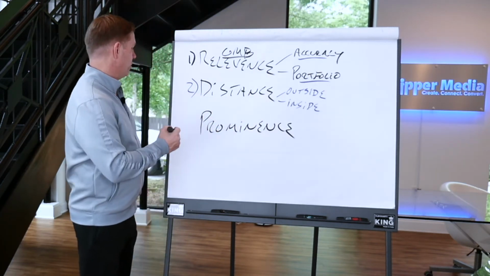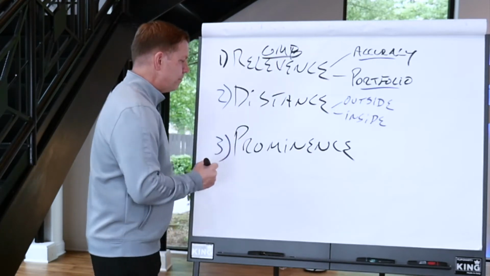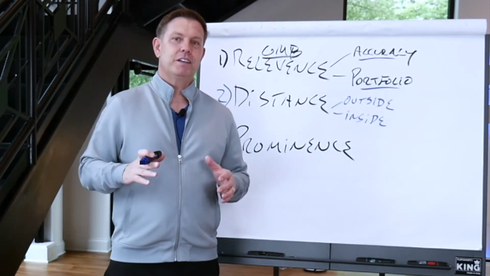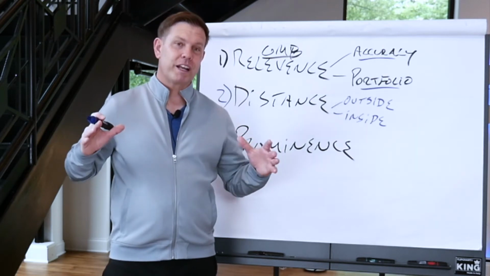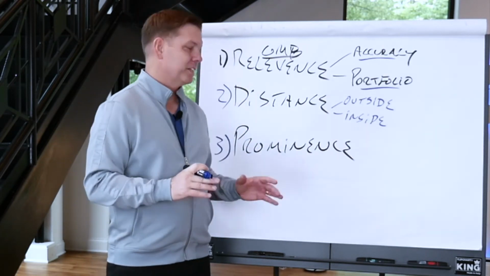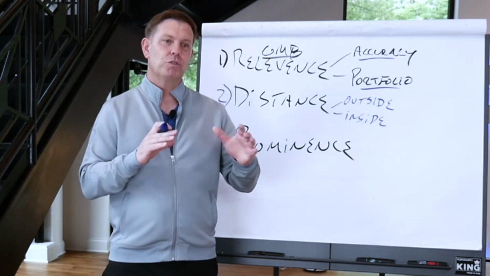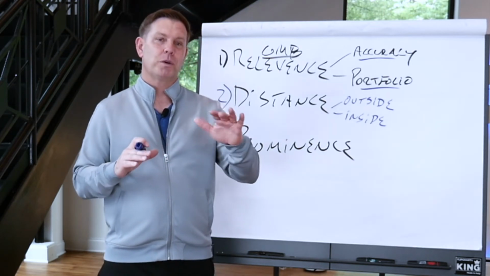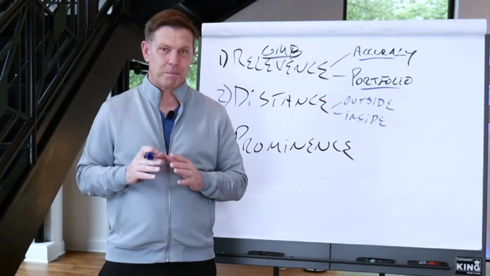Okay, and then number three is prominence. Prominence is in essence the authority, the overall authority of your business on the web, okay? Prominence is how authoritative Google sees your business relative to your competitors, okay?